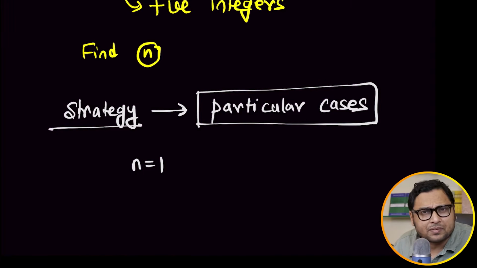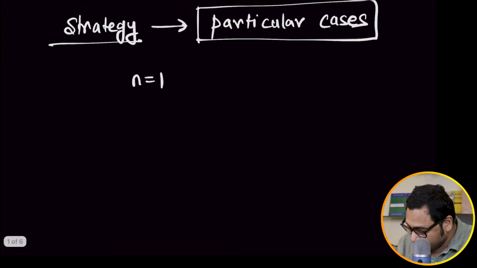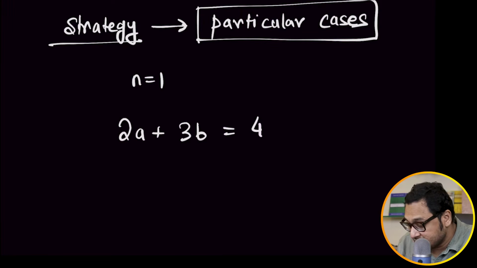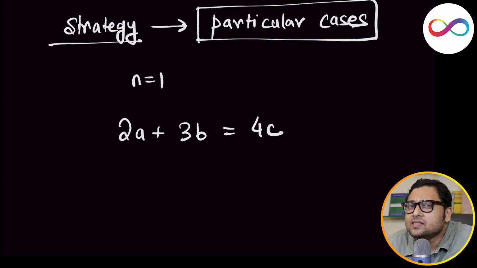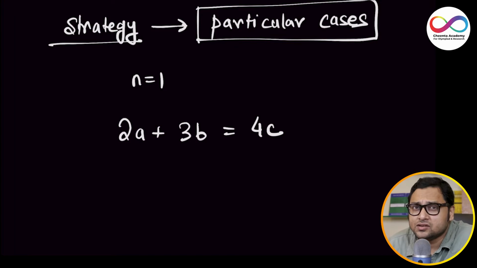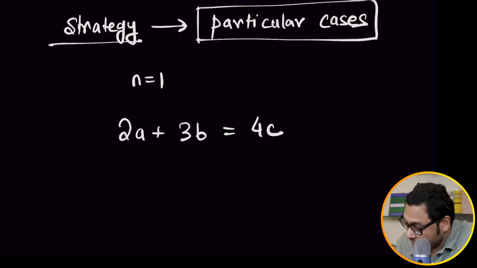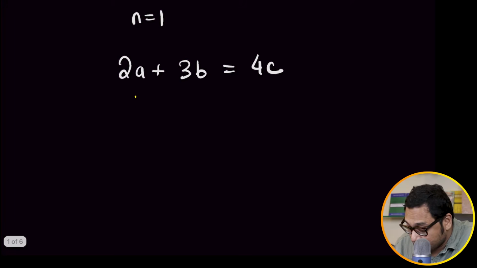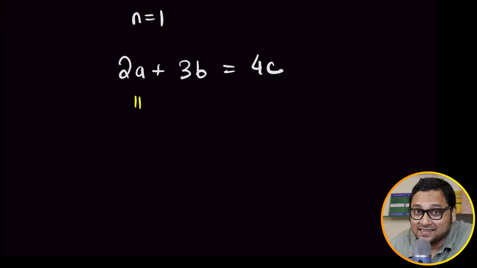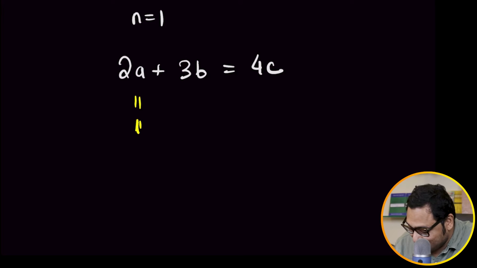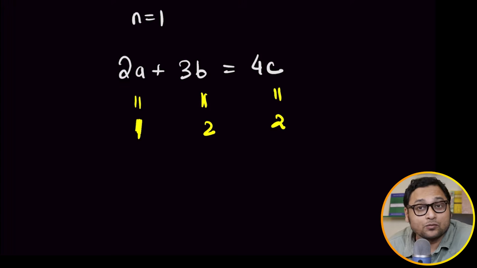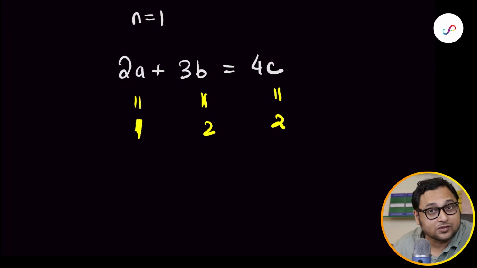For example, n equals 1. What happens when n is equal to 1? Well, we have 2a plus 3b equal to 4c. Are there integer solutions to this equation? Well, in fact, you can do this very quickly by inspection. A equals 1, B equals 2, C equals 2 is one solution to this equation, because 2 plus 6 is equal to 8.